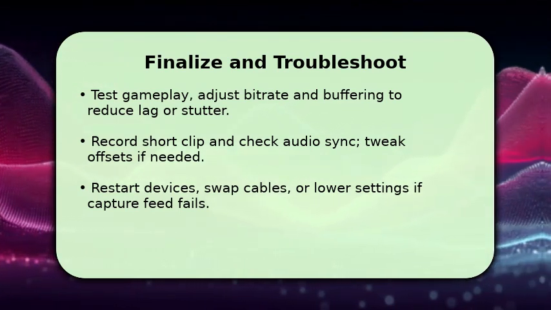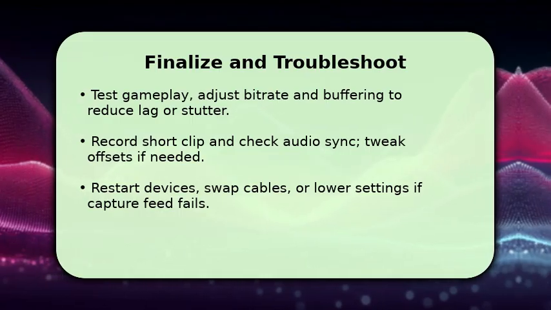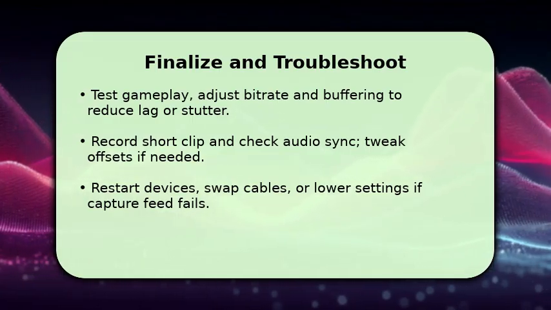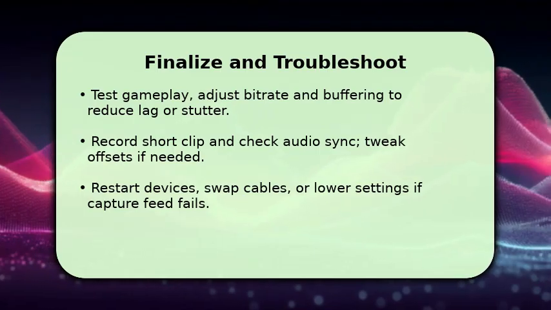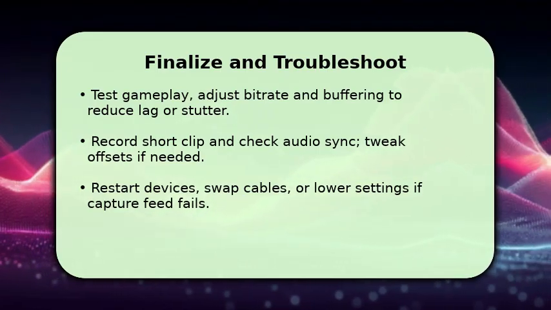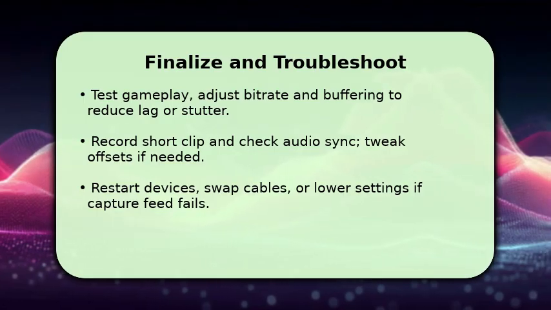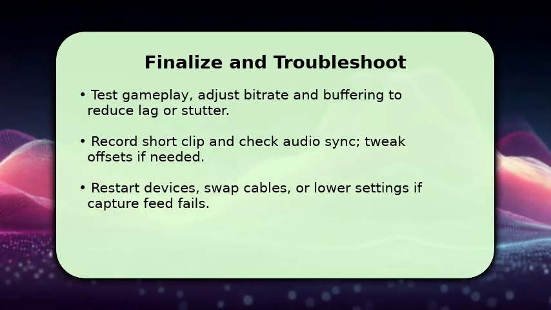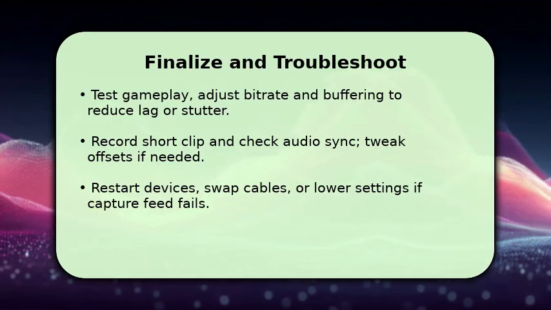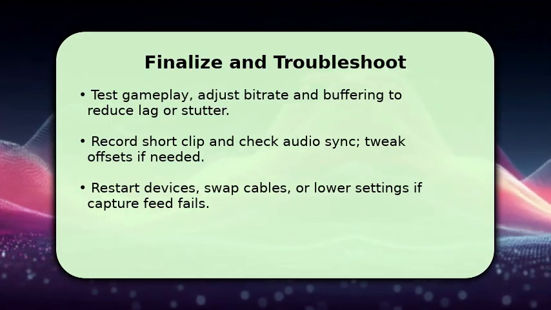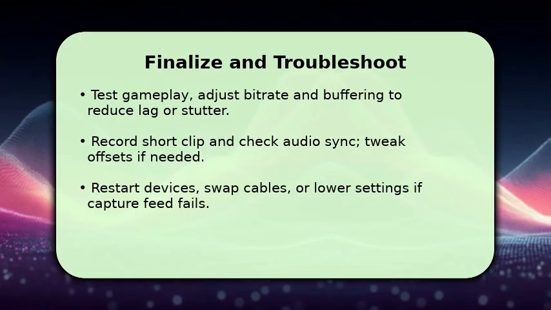If you notice lag, lower bitrate or turn off preview scaling, and if audio drifts, apply an offset in the app. Once done, lock settings and save a scene preset for future use. If things go wrong, restart the capture device and PC, try a different cable, and then recheck driver updates. One simple swap often fixes connection faults.